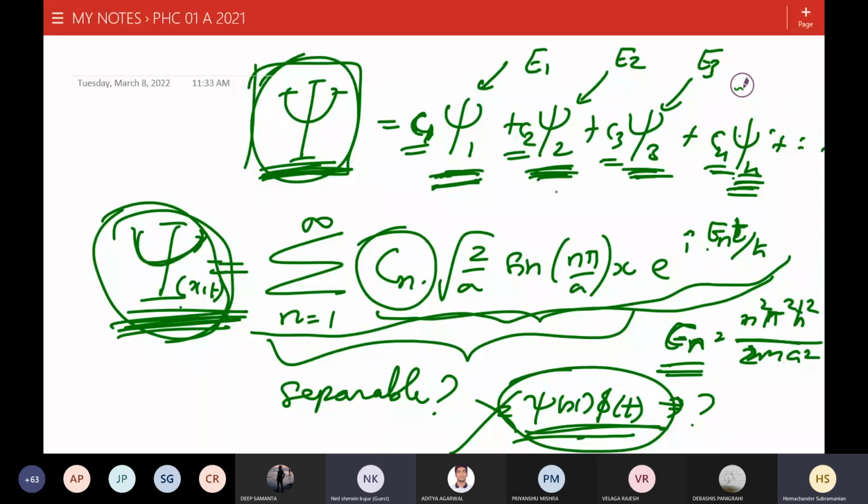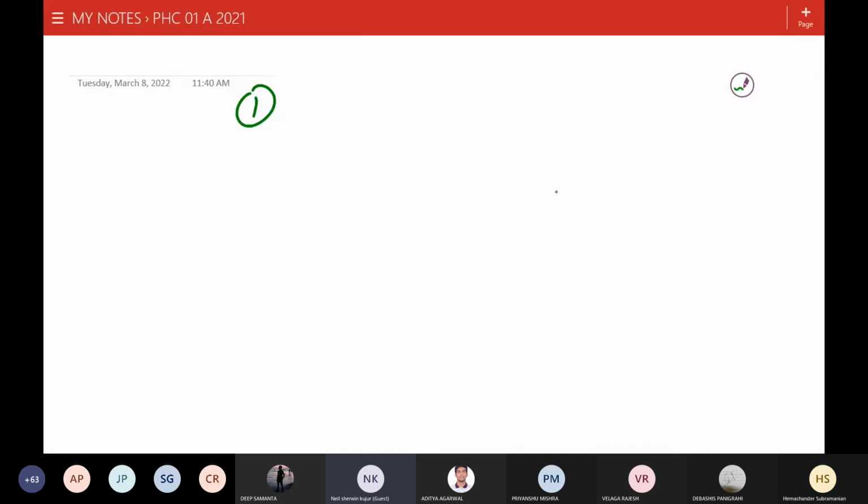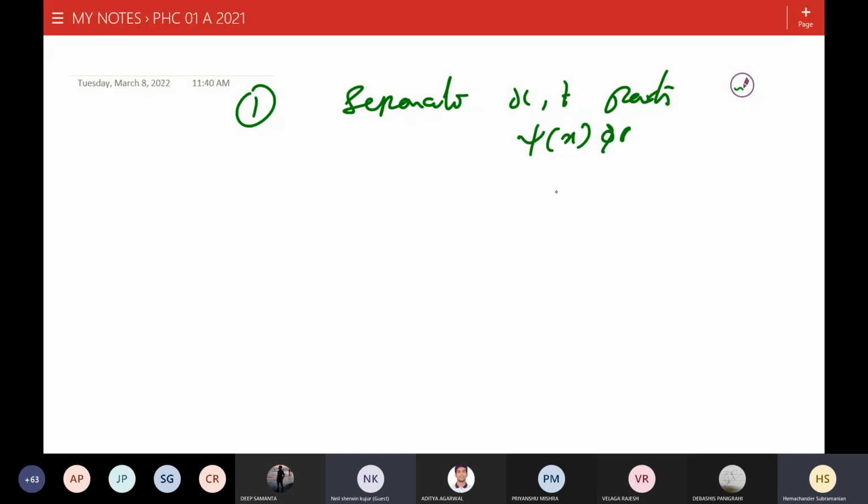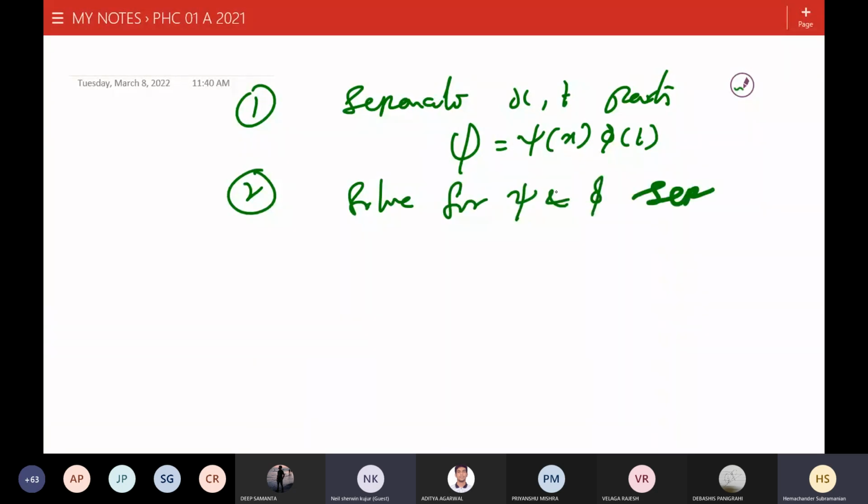Let me write that down. First, separate the x and t parts. Basically, write psi equals psi of x times phi of t, and solve for psi and phi separately.